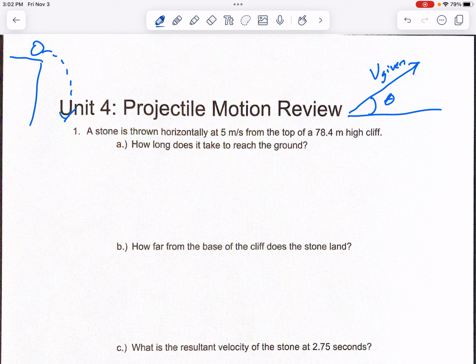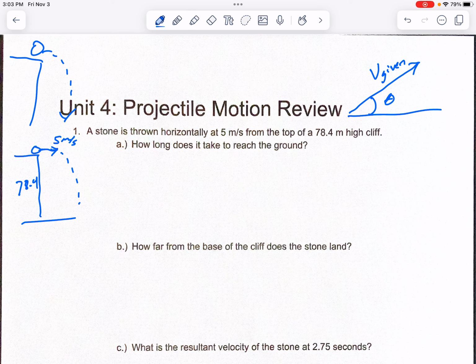On type 1, it's been a second since we've looked at this stuff, so we're going to draw our little cliff here. We don't really care about grading your drawing, but sometimes it helps to label things. It's thrown horizontally at 5 meters per second, so it's being launched off at 5 meters per second, from a 78.4 meter high cliff.